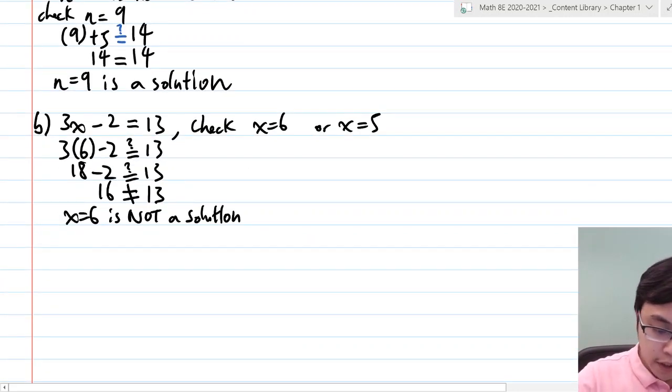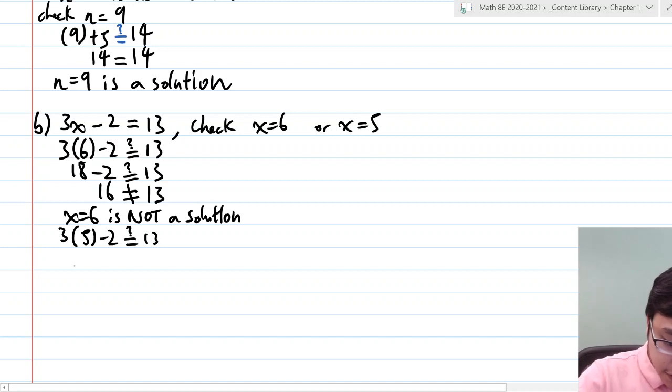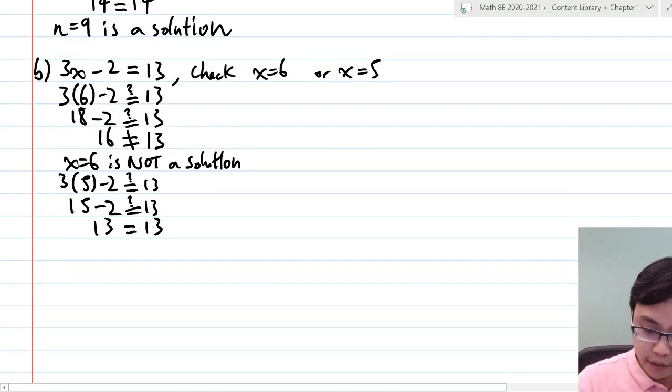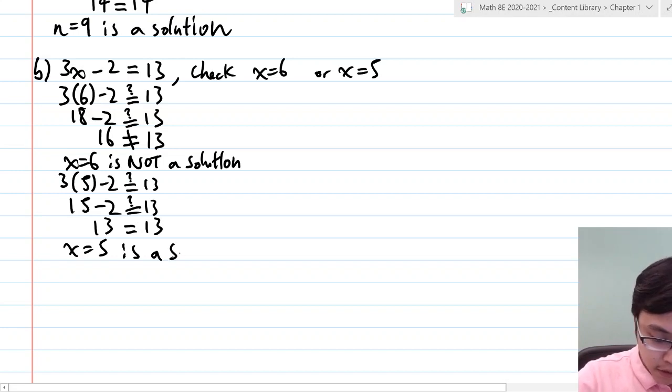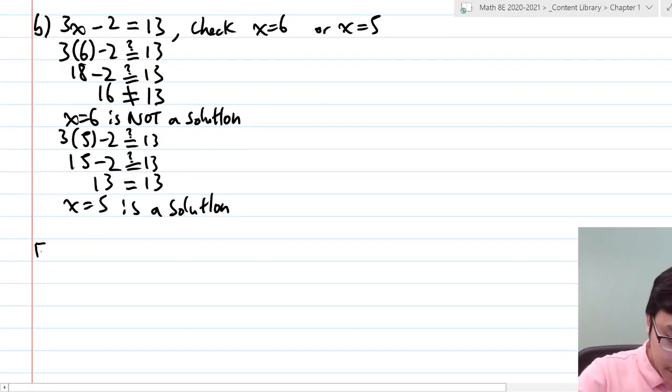And then I'm going to check for the next one. 3 bracket 5 minus 2, is that equal to 13? And so 15 minus 2, I still don't know yet whether that is equal to 13. And so now 15 minus 2 is 13, and so 13 is equal to 13. That is correct. And so I can now say that x equals 5 is a solution. So that is the first example. Moving on to the second example, example 2.